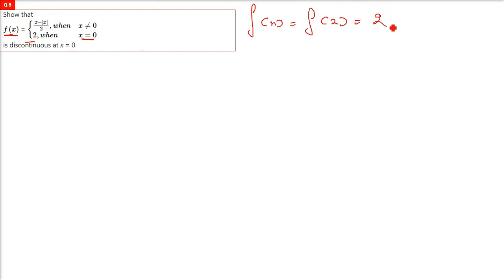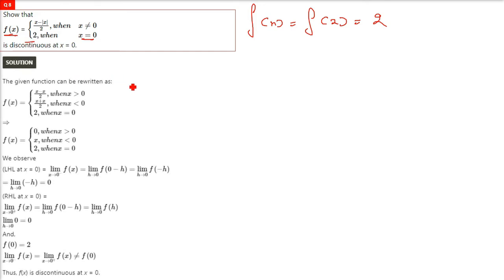So f(x) equals f(0). What is the value here? x is equal to 0, sorry, x equals 0, it is 2. So when f(0) is 2, the left hand limit, right hand limit should be 2. Let us see whether it comes or not. This modulus or absolute value is a machine. When you put any negative value, it will always produce a positive value.